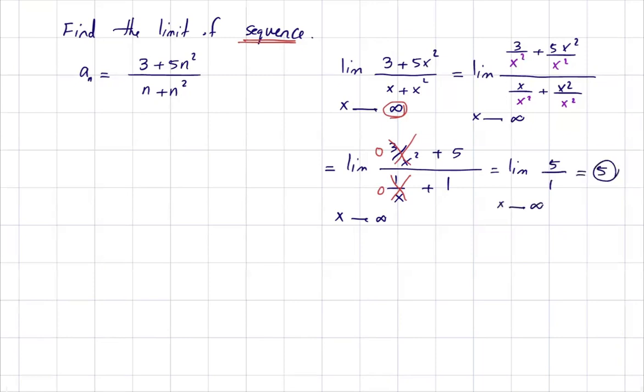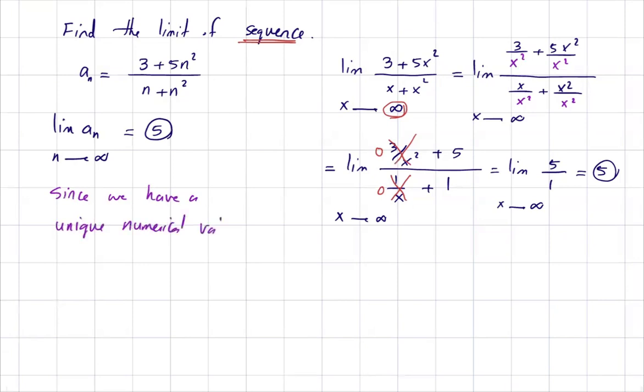So for sure, you can say that the limit of a sub n as n goes to infinity is equal to 5. What's the meaning of that? It means that since we have a unique numerical value, our sequence converges.